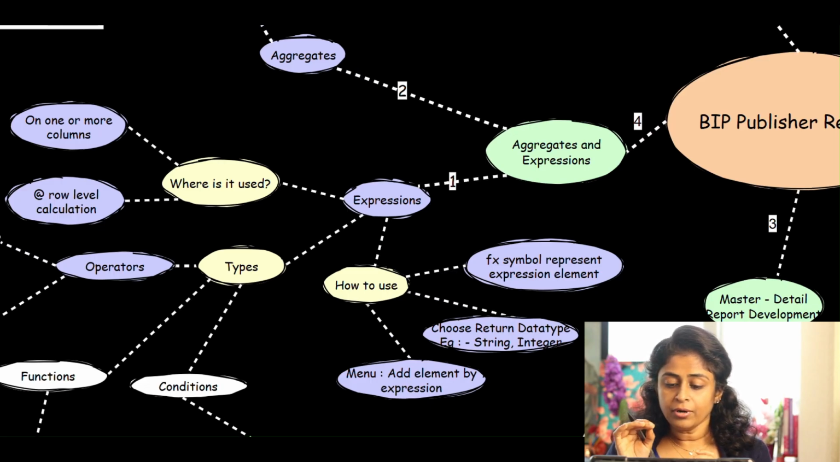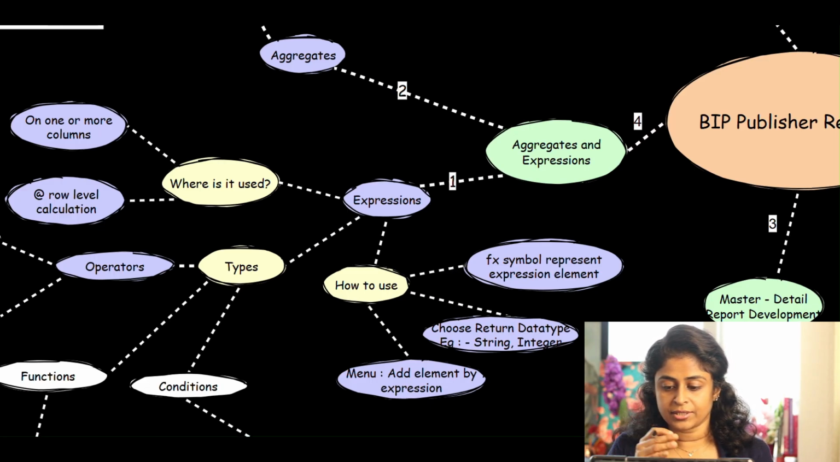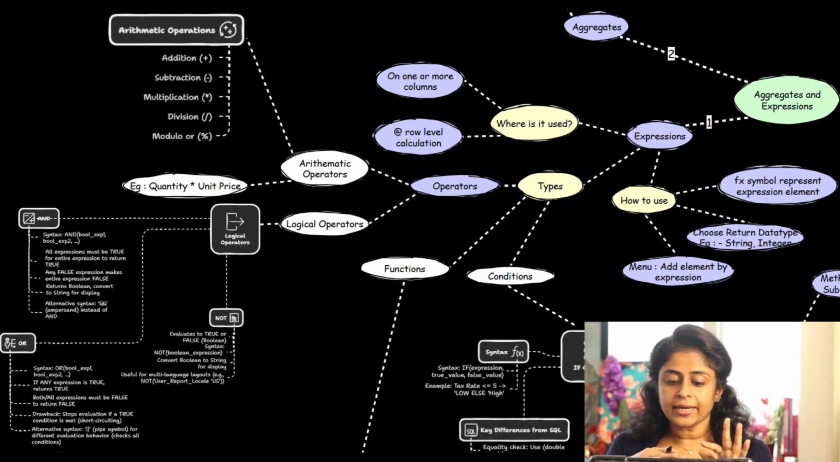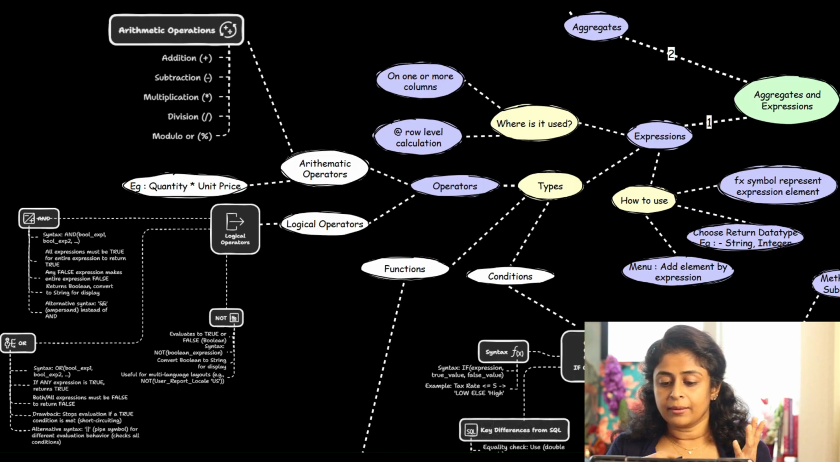Expressions are powerful for deriving calculations. Access them through the group menu's Add Element by Expression. You will work with three types of expressions: operators, functions, and conditions. Arithmetic operators handle basic math, for example multiplication of quantity and unit price. Logical operators like AND, OR, NOT provide the conditional logic. The AND operator requires all the expressions to be true, while OR stops the evaluation at the first true condition.